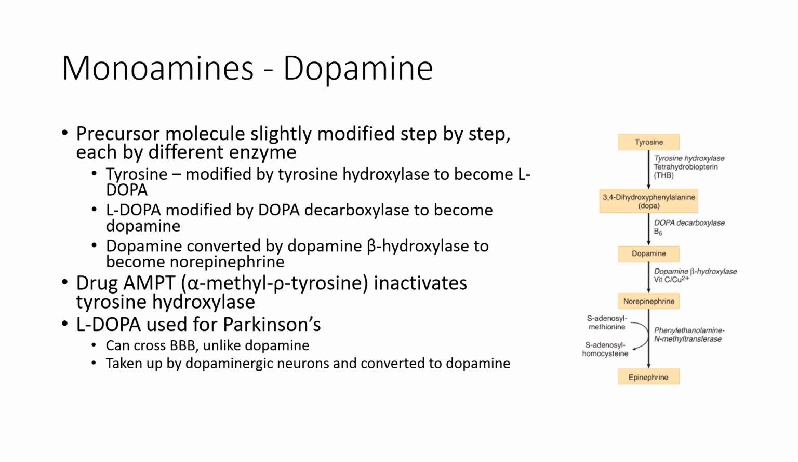From there, it can be taken up by dopaminergic neurons, or neurons that receive dopamine, and then it can be converted into dopamine that way. So L-DOPA is given, and it's allowed to cross through the blood-brain barrier. Then dopamine-receiving neurons can take it up and convert it into dopamine, which can help with Parkinson's symptoms like tremor and things like that.